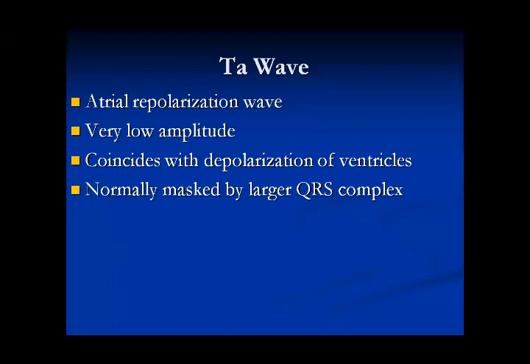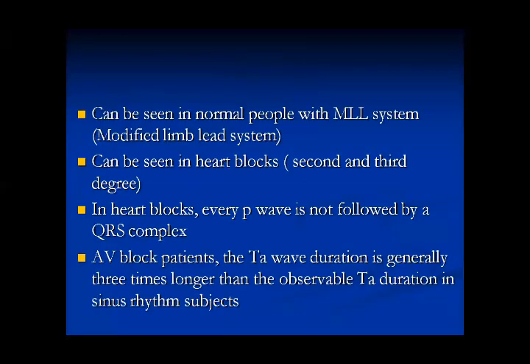But I'll come back to this again further. Yes, the atrial repolarization wave can be seen in normal people with a modified limb lead system, because we have leads attached to an ECG machine, and through electrodes those leads are attached to the patient or to the subject, right? So we have a standard limb lead system and a modified limb lead system. To see this in a normal person, we need a modified limb lead system, not a standard one, right?